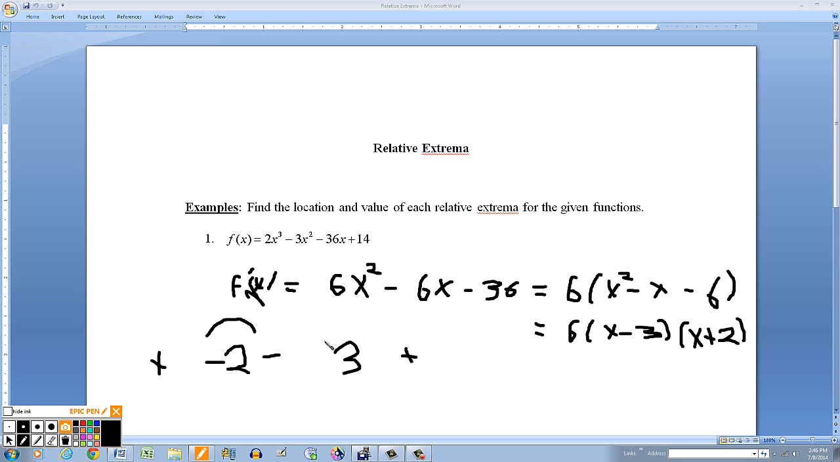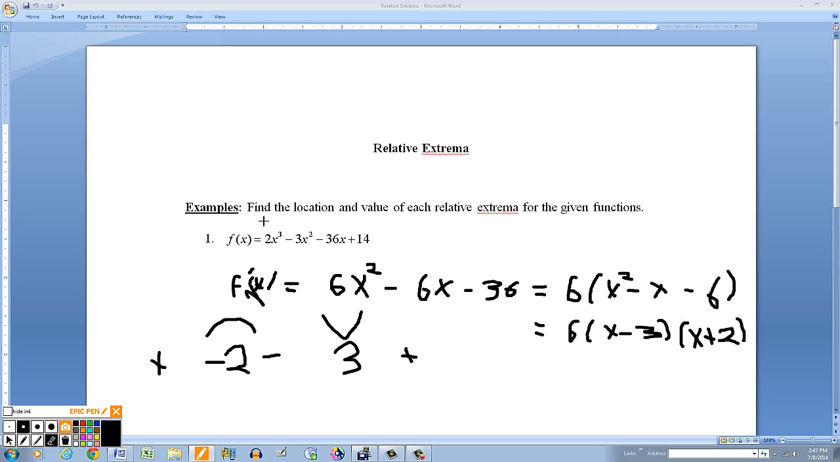So this tells me then to the left of 3, the derivative is negative, so the graph is coming down this way. And then it reaches a low point at 3, and then it turns, the derivative is positive, so the graph is going up. So it's going down, and then it's going up, so it reaches a low. So we have a relative minimum at 3.